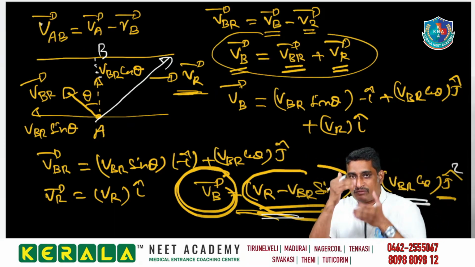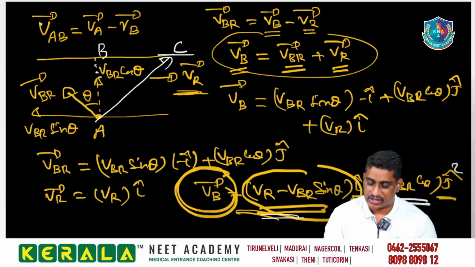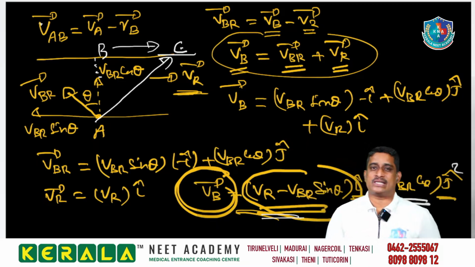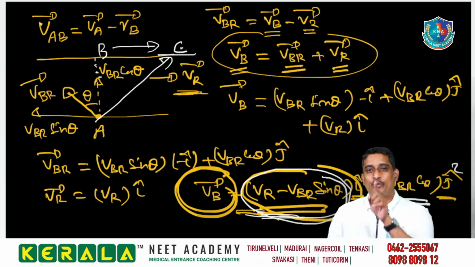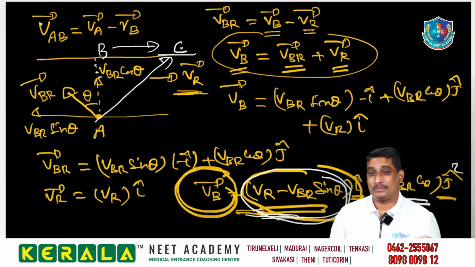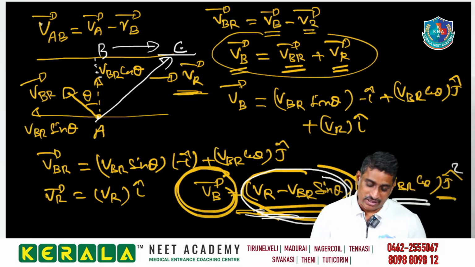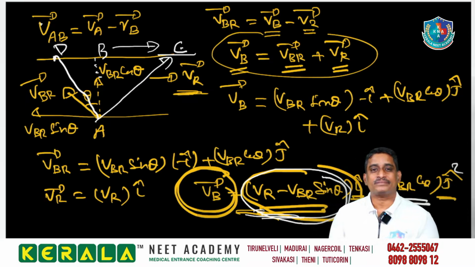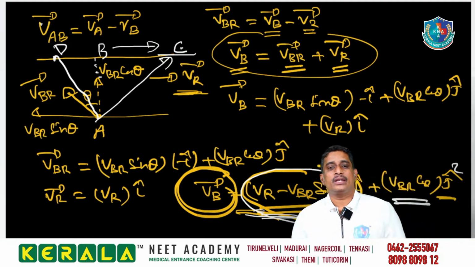Just now we have seen when VR is dominating VBR sin theta, then the boat will reach point C. Just look at this diagram. It will reach point C like this. That means it will undergo some kind of drift along the positive x-axis. Similarly, if VR is less than VBR sin theta, then the x component of velocity of the boat will be negative. So in this case also it will not reach the exactly opposite point. In this case it will reach some other point like this, D. So it all depends upon the comparison between VR and VBR sin theta.